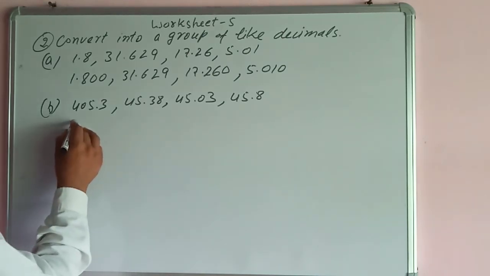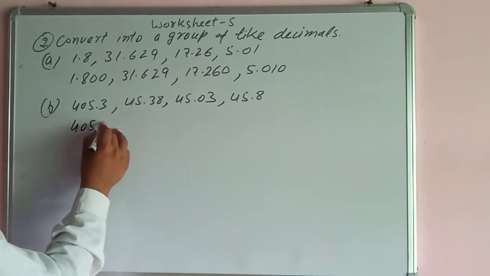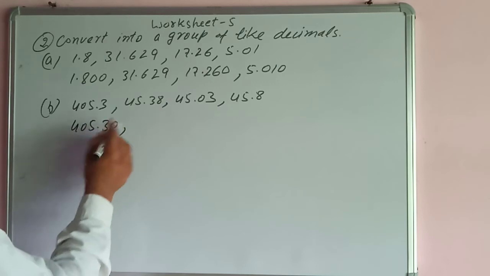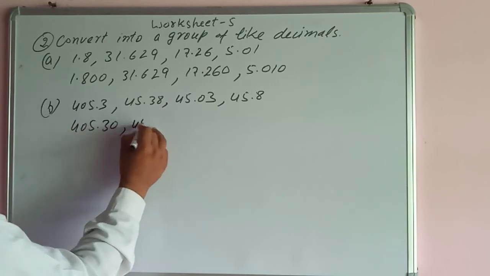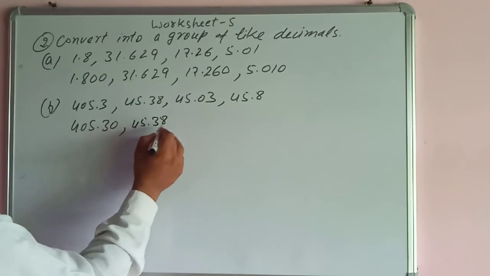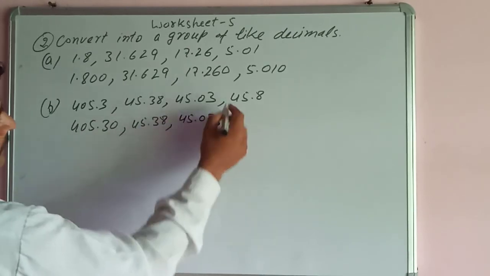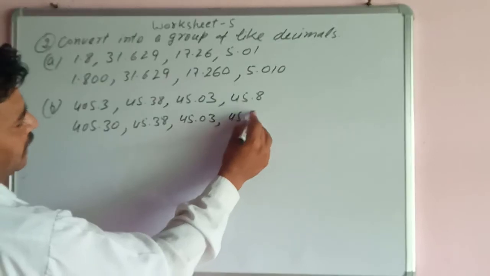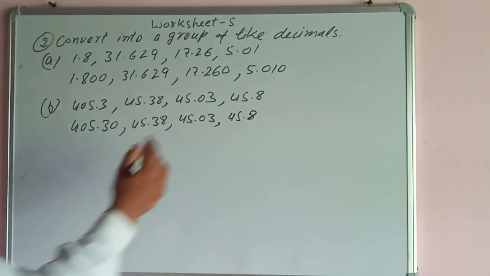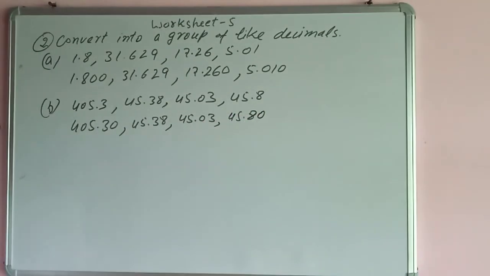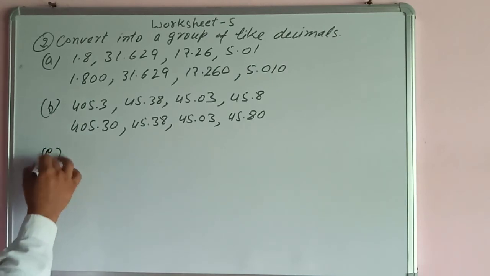So it is 405.30, we place only 1 zero, then 45.38 as it is, 45.03 as it is, then 45.8. To convert into 2 places we place zeros on the right side. So it is 45.80. And next there is another part, part number E.